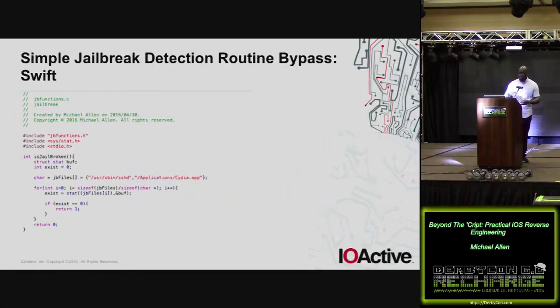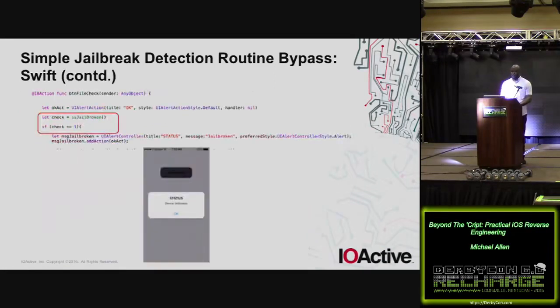I had a simple application developed in Swift, and in this instance, the isJailbroken function is implemented in C, and in this case, it's just checking to see whether or not certain files exist, similar to what we did before. Calling this from Swift, call a function, check the return value, and based on the value that's returned, print a particular message.